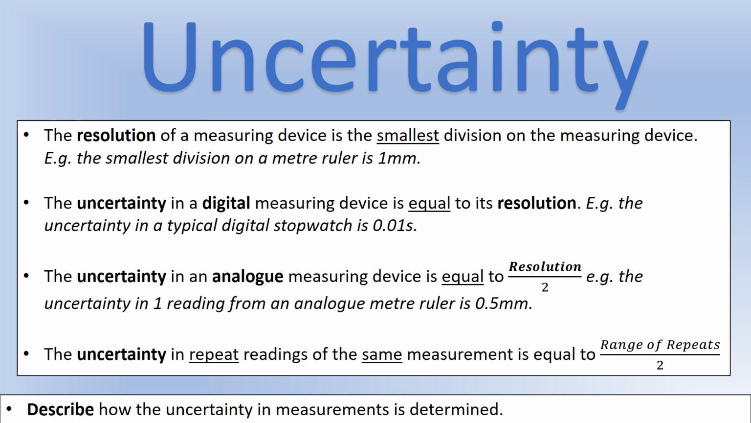We should also know that if we have repeat readings of the same measurement, so we've kept everything the same and just repeated a measurement, the range of those repeats divided by 2 gives us the uncertainty. And that's really all the things we need to work out uncertainty in logarithms.